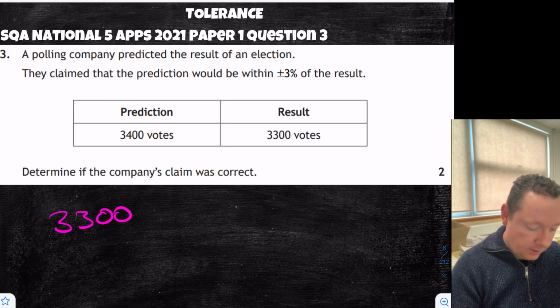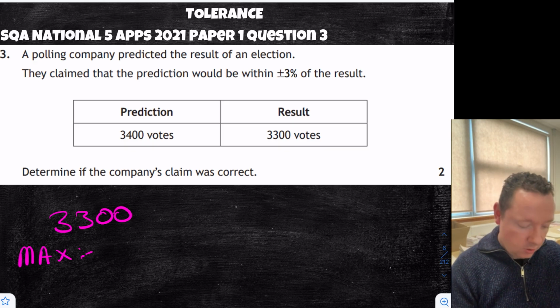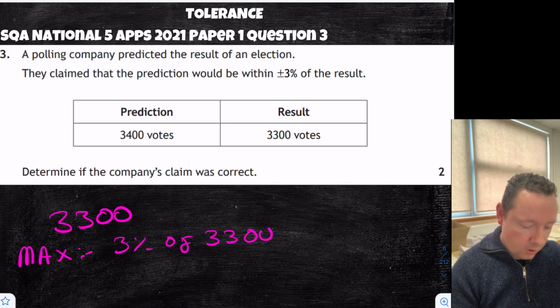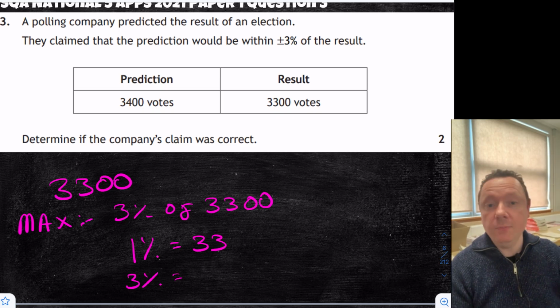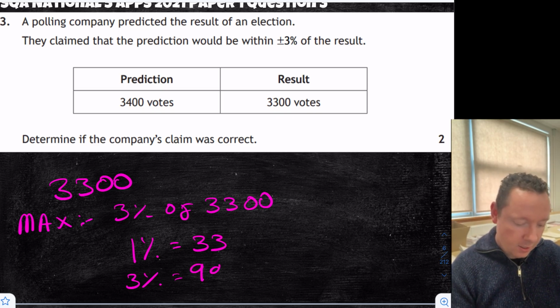So my max is going to be plus 3%. So I'm going to do 3% of 3,300. So let's do 1% first, divided by 100, that's 33. So 3% is equal to 3 times 33, which is 99. So our max value is 3,399.